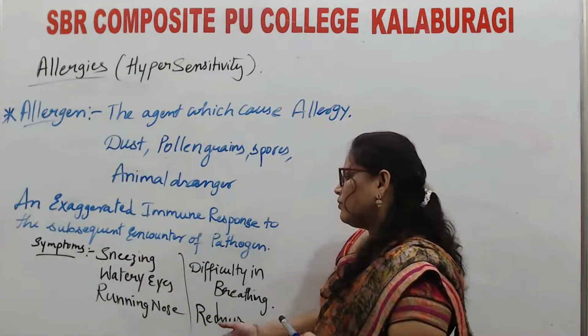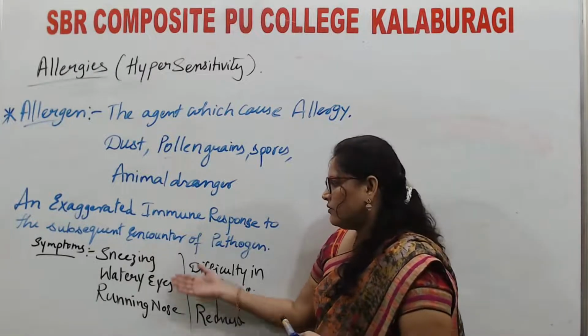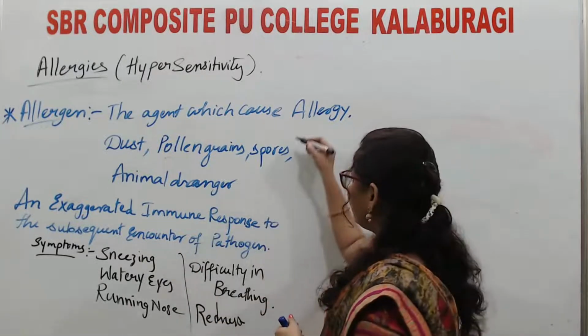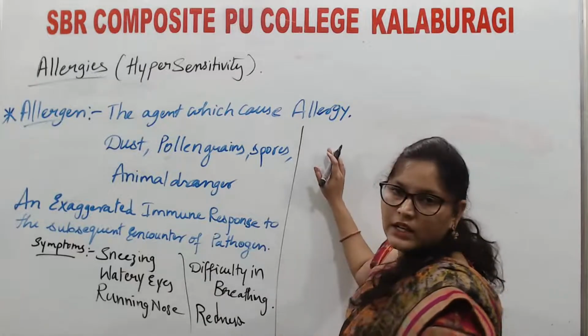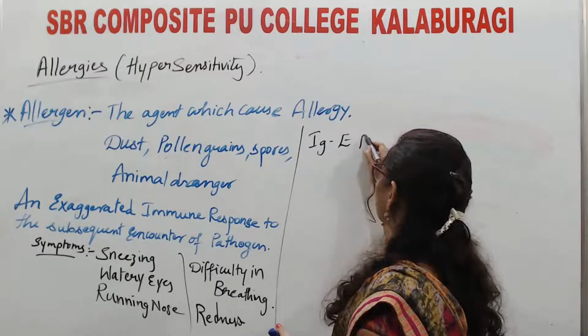Why are all these happening? What chemicals or what immune responses are responsible for the symptoms of allergy? In case of allergic reactions, IgE antibodies are produced.